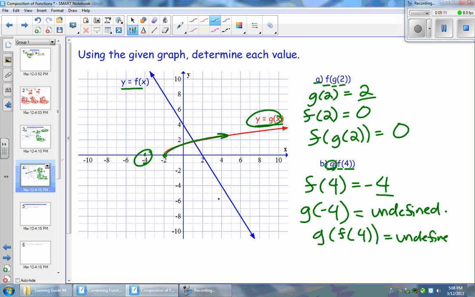That concludes my lesson on calculating the composition of functions given a graph.